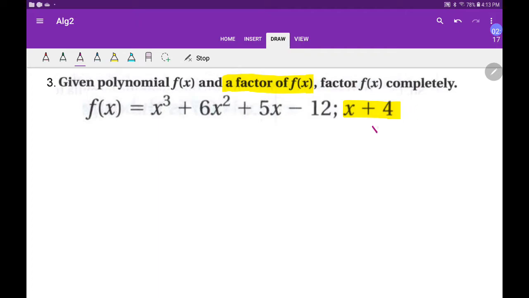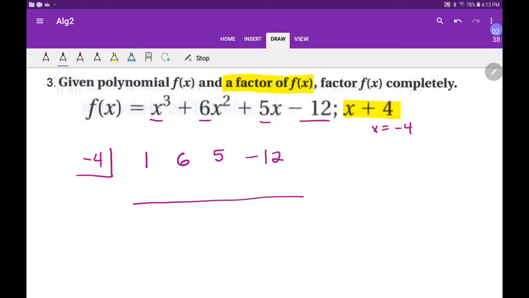So we're going to use the information. We're going to say x is equal to minus 4, and we're going to use synthetic division. I have 1, 6, 5, -12, and I draw a line with some room in between, and I say, okay, the 1 comes down. Now -4 times 1 is -4. I put it right there and I add, and I get a 2.